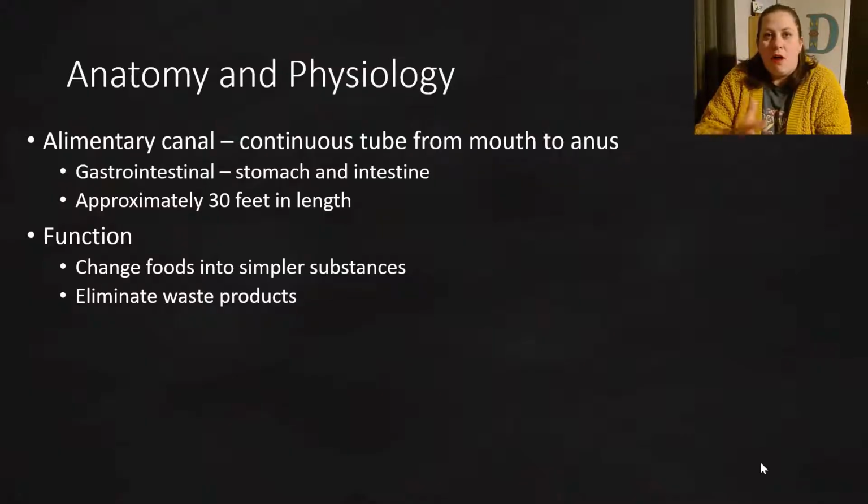Now, when we look at it structurally, we are a tube within a tube type of structure, meaning that we have a tube that runs inside of our body, and we call that the alimentary canal. It's a continuous tube that extends from your mouth all the way to your anus. There are parts that will be identified when we look at certain subgroups of the digestive system, known as the gastrointestinal, where it focuses on the stomach and the intestines. Now guys, your alimentary canal, meaning from your mouth to your anus, is approximately 30 feet long.